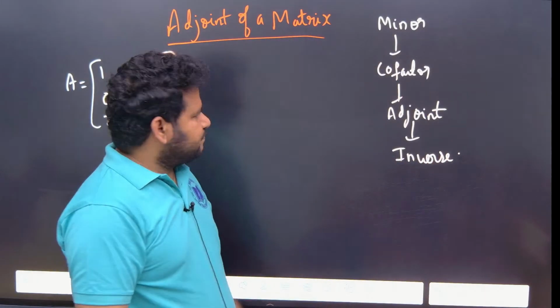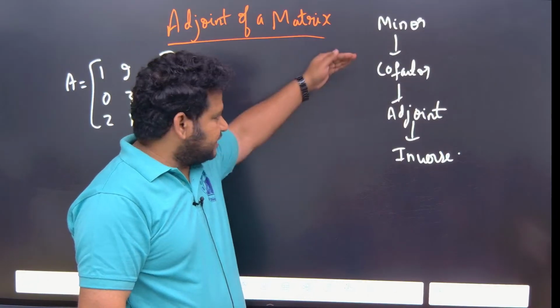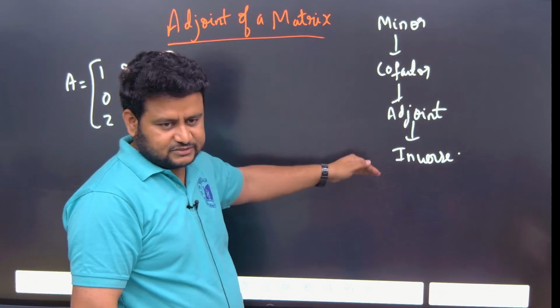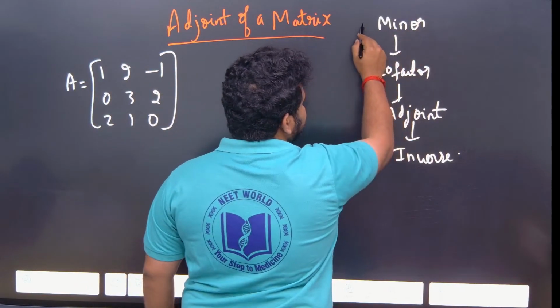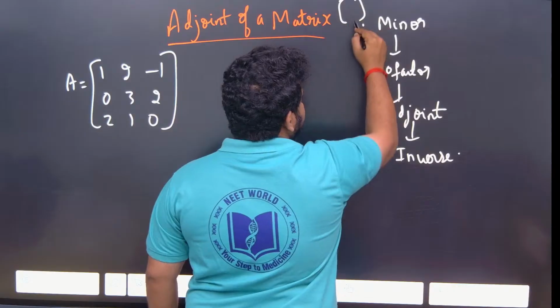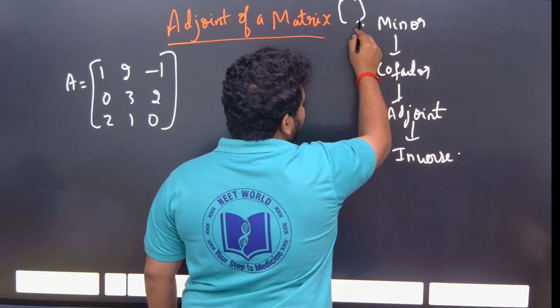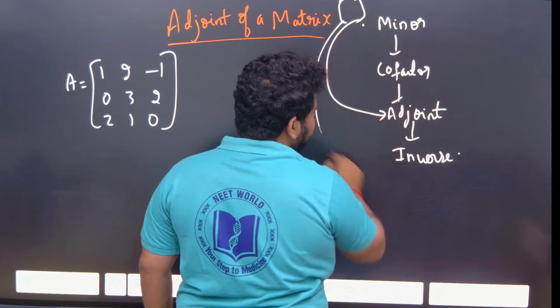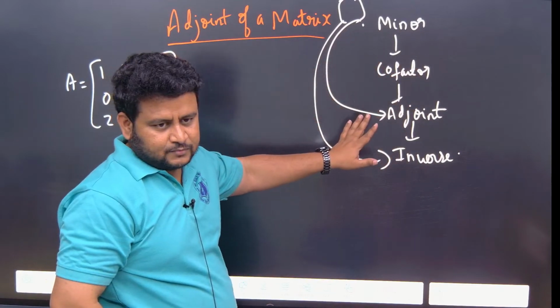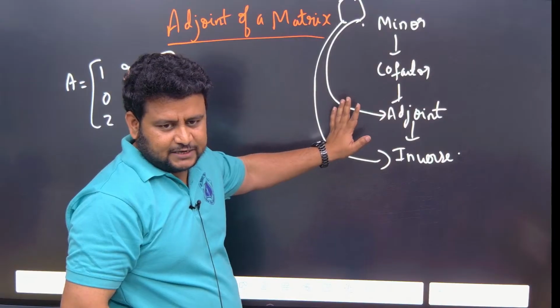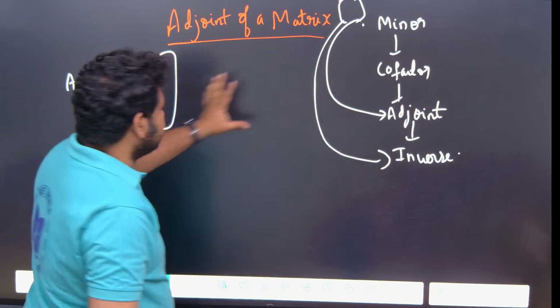Now I will tell you the normal method first: finding the minor, cofactor, adjoint and then the inverse. Later I will tell you how to find the adjoint and the inverse directly from the given matrix without finding all this. A very short, easy shortcut trick, which you have to remember. First, let us find it using the normal method.